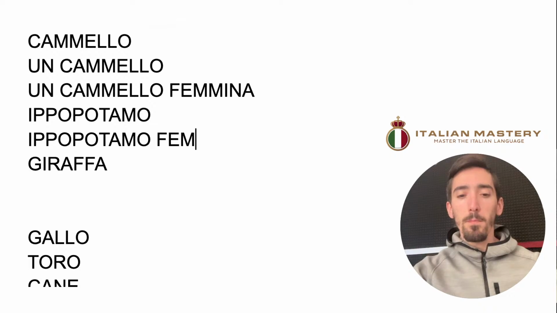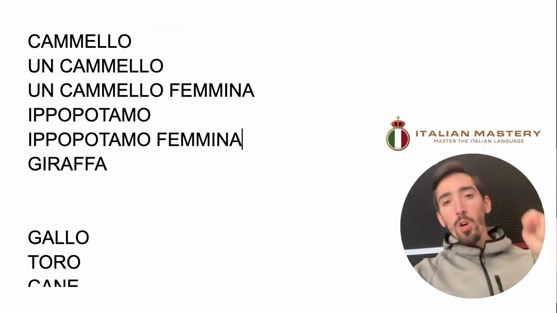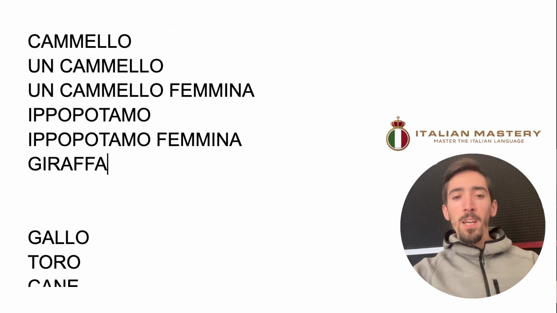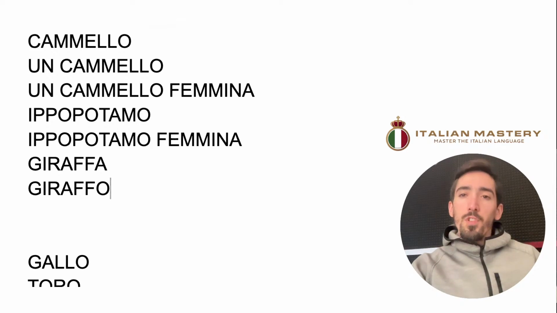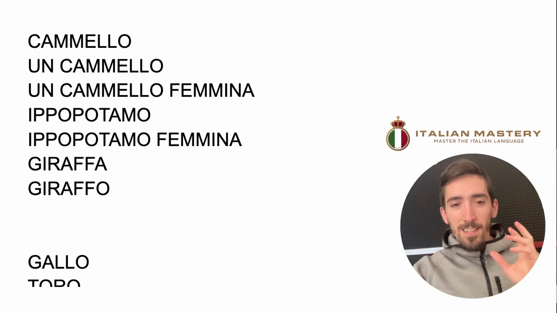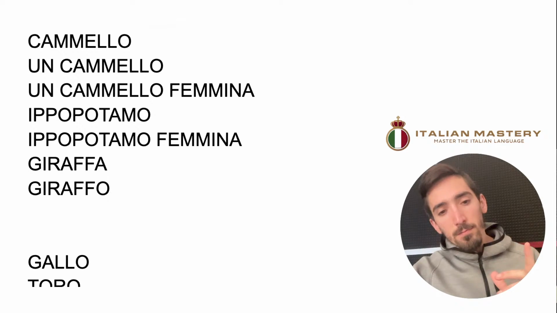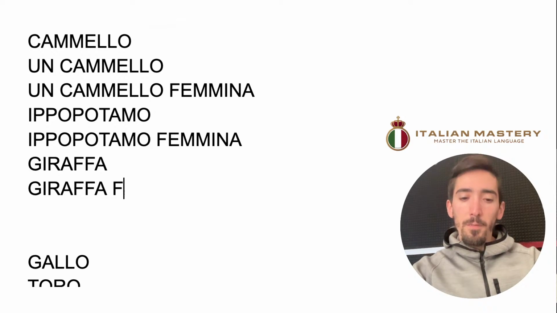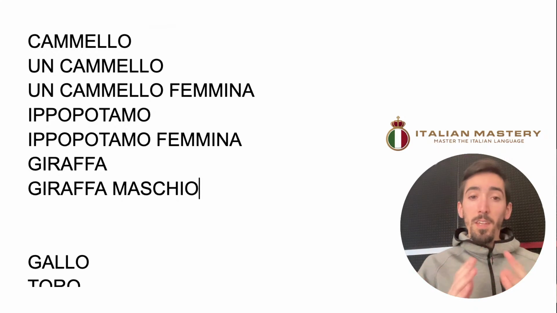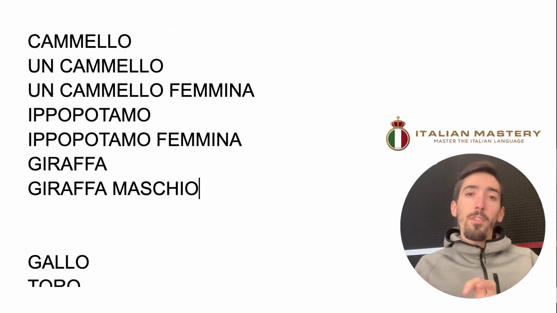Ippopotamo femmina. So we specify whether it's male or female, because the word by itself cannot specify. Giraffa. Giraffo would make people just laugh. It's fun, and people might even understand what you mean, but I would recommend not using this. Instead, giraffa femmina or giraffa maschio. Okay, so we can use male and female as in the case of the animals if we need to specify.